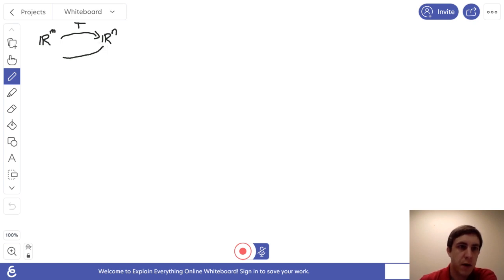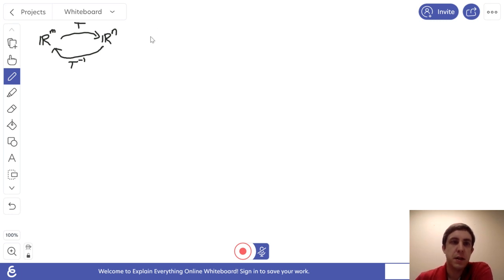So we want to know if we can find a map going the other way, which, if it exists, we would call T inverse, that undoes what T does. In other words, if T sends a vector V from Rm to W in Rn, then T inverse is going to take that W and send it right back to where it came from, namely V.